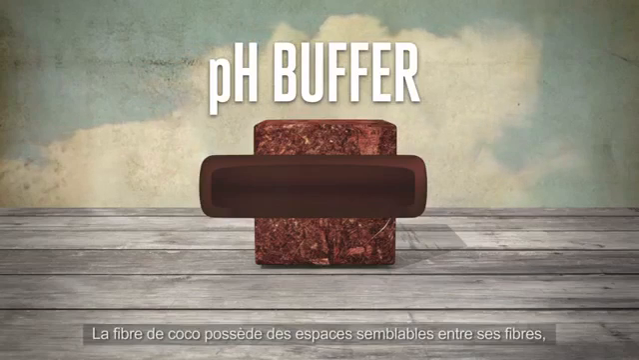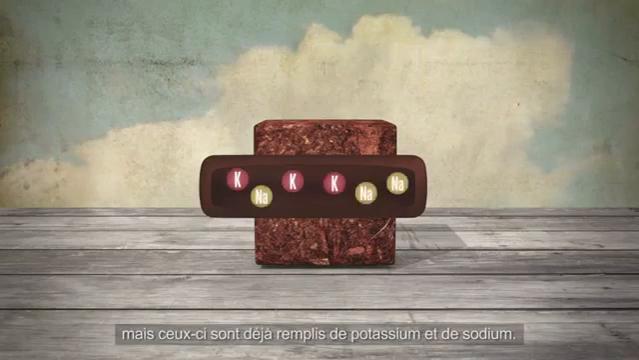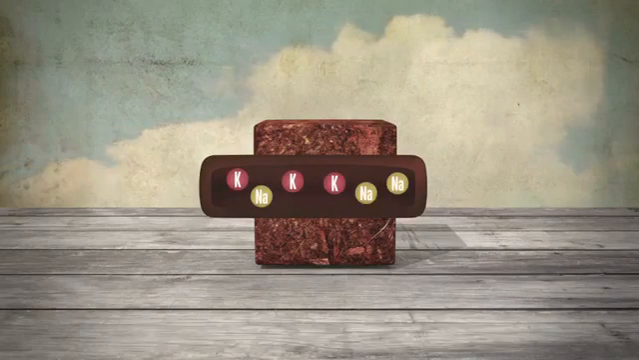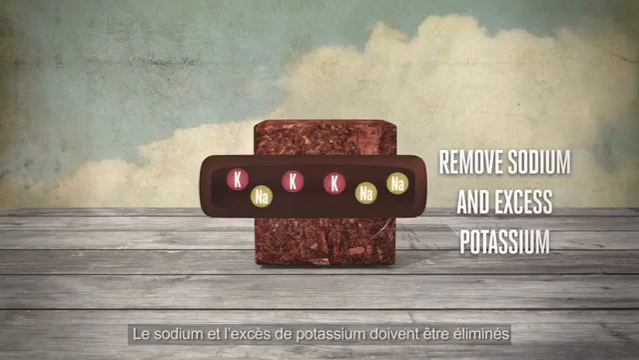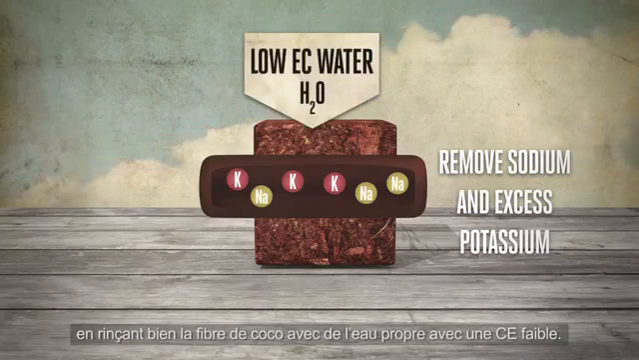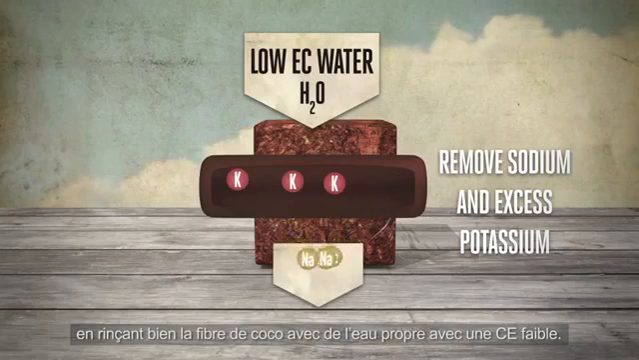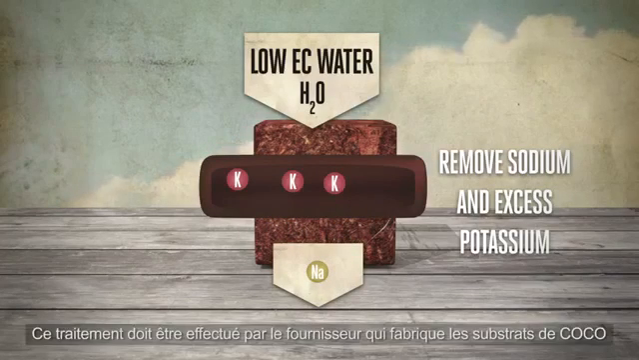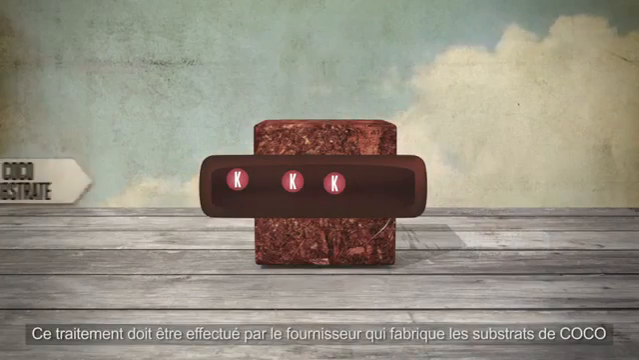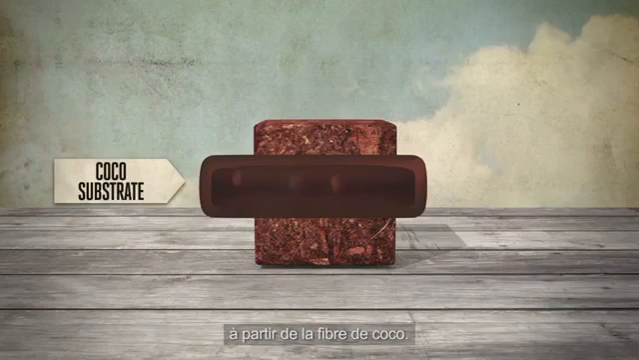Cocoa has similar spaces between its fibres, but these are already filled with potassium and sodium. This sodium and excess potassium needs to be removed by washing the cocoa thoroughly with clean, low EC water. This treatment should be done by the supplier making cocoa substrates from cocoa fibres.